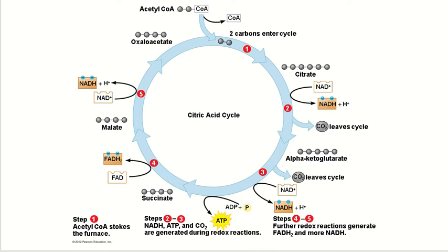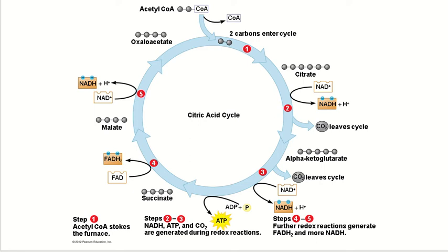Now this two-carbon compound, upon entering, will fuse with another product of the citric acid cycle, that would be oxaloacetate. And based on the number of carbon molecules, it is a 4-carbon compound. So a 2-carbon compound plus a 4-carbon compound will result in a 6-carbon compound, and that would be citrate. So that is step 1.